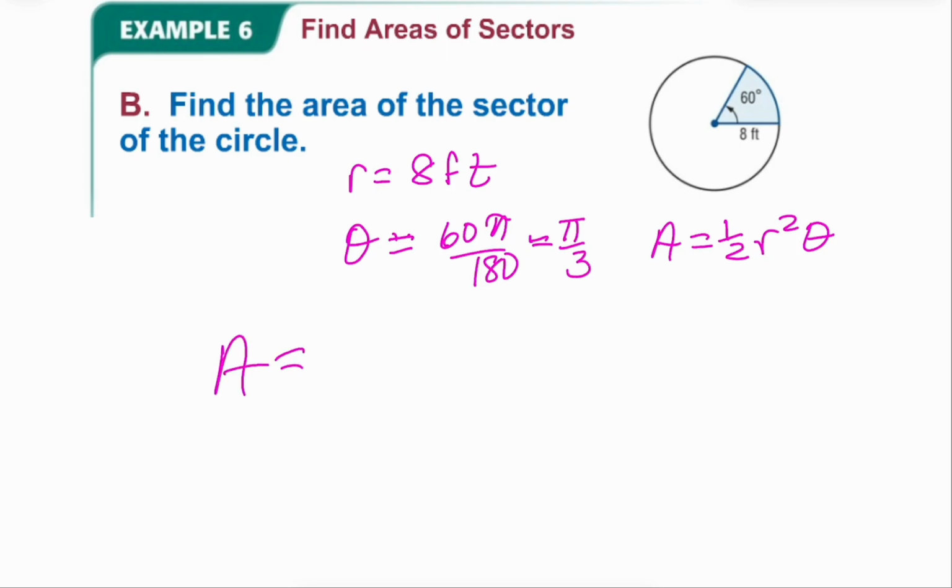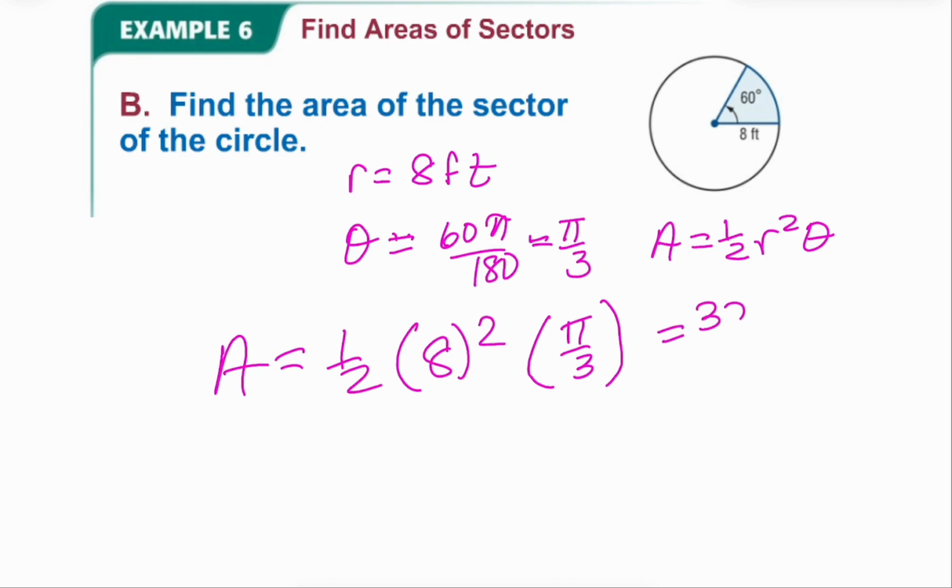But our area of our sector is 1/2 r squared times theta. And so if we got the exact answer, we would have 64, but there's a 2 on the bottom, so we can reduce it. We end up with 32 pi over 3. If we end up putting that into a calculator, we get 33.5 square feet.